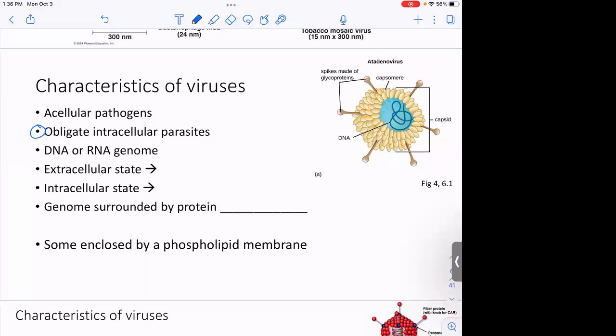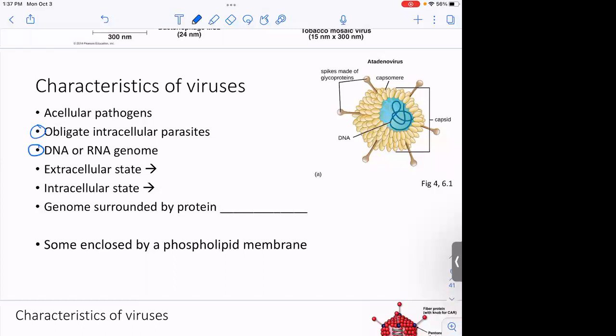Okay, so we can't grow viruses up on nutrient agar, right? That is not living cells. We have to have some kind of living cells. They either have DNA or RNA. They don't ever start with both. Okay, so right there, that was pretty mind-blowing when we discovered here's something that can reproduce itself without DNA.